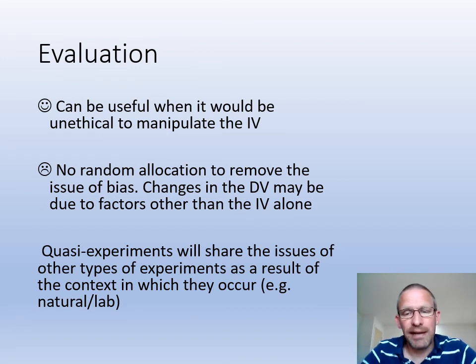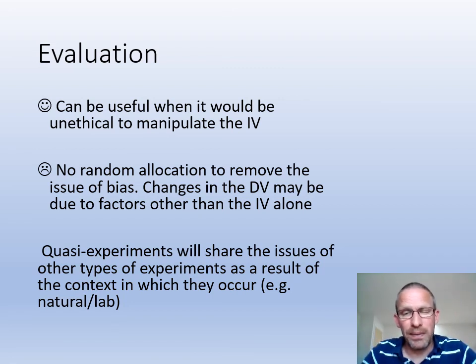So again, if it would be unethical to manipulate the independent variable, if it's occurring anyway, then that can be useful. However, in an experiment, you want random allocation, randomly allocating people to conditions. That's not the case here. People are in those conditions because of these pre-existing factors. That could introduce some bias. It could mean that any changes on the DV are due to factors beyond the independent variable. Also, as I've said, these can take place in different settings, and they come therefore with the pros and cons. If it's in a lab setting, you've got the control, the ecological validity, and so on.